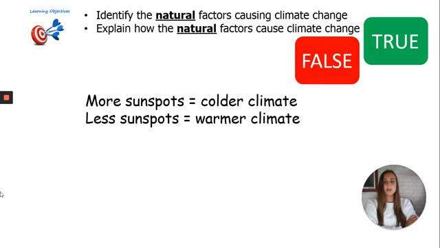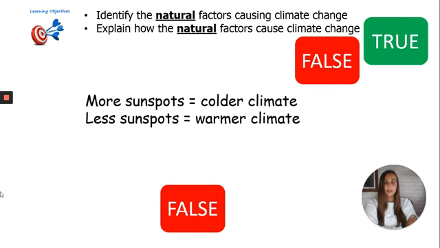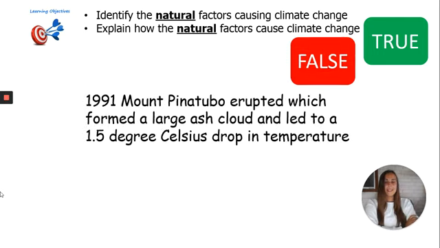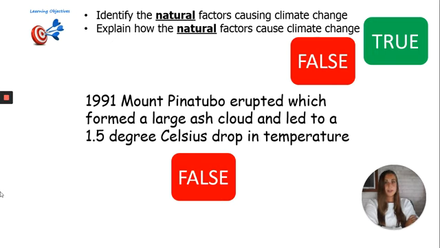More sunspots equals a colder climate and less sunspots equals a warmer climate. Is that true or false? That is false. It's the other way around. And I think this one's the last one. In 1991, Mount Pinatubo erupted, which formed a large ash cloud, and it led to a 1.5 degree Celsius drop in temperature. Is that true or is that false? That is false, because it was 0.5 degrees Celsius drop in temperature.